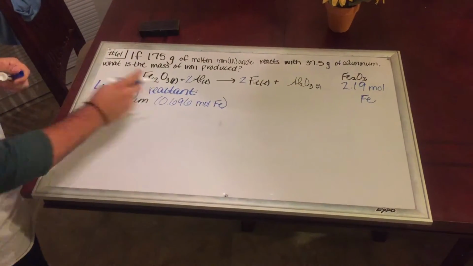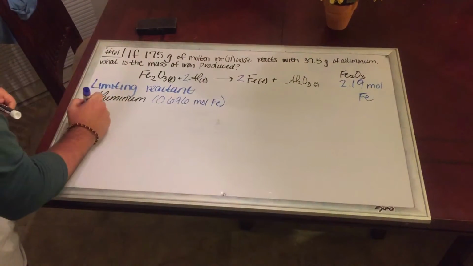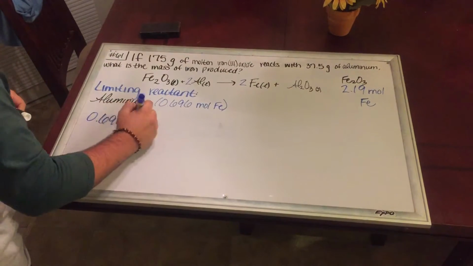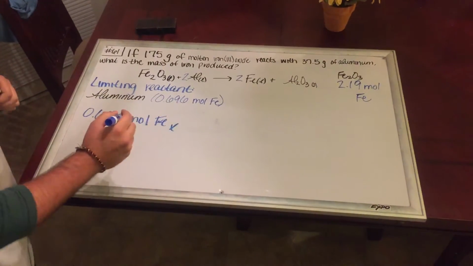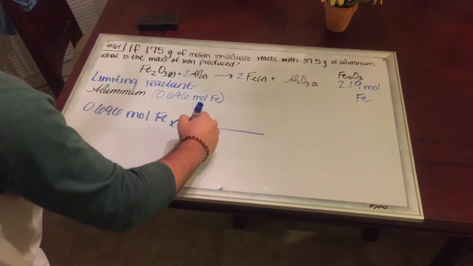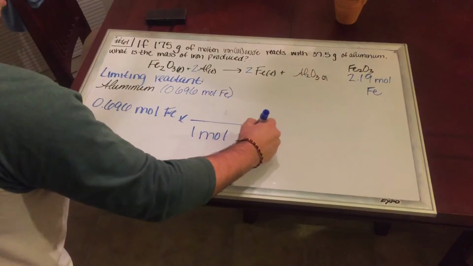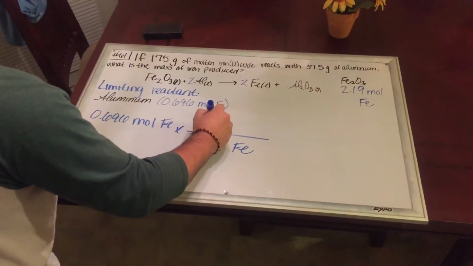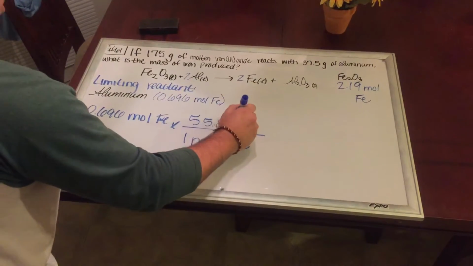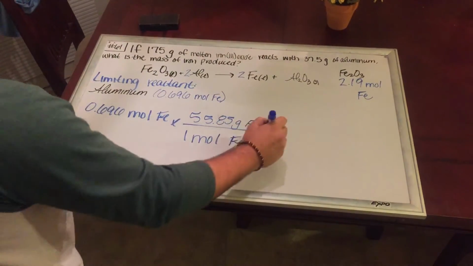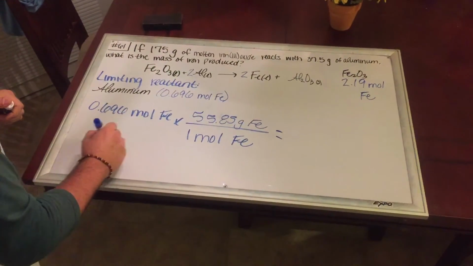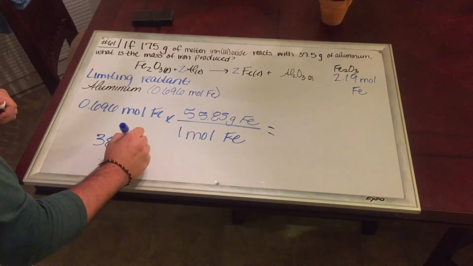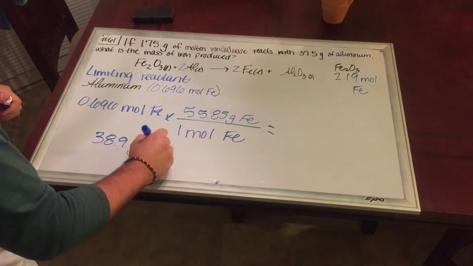So we're going to take the moles of iron with aluminum, which is 0.696 moles of iron, and now we need to multiply that. So per 1 mole of iron, there is 55.8 grams of iron. And after we multiply all of that, we get 38.9 grams of iron produced.